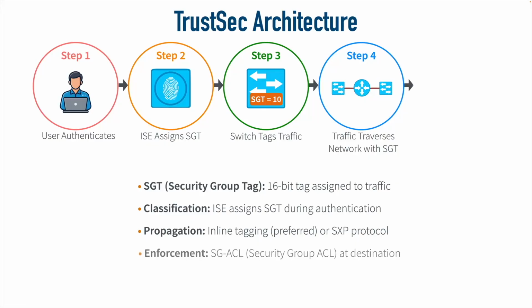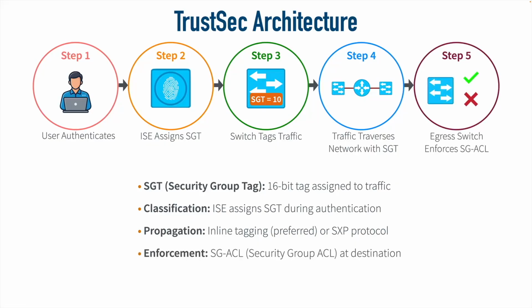And finally, the enforcement phase uses not regular access control lists, but security group access control lists, SGACLs. That's where our tags get examined and a permit or deny decision is made based on those tags. And that's a look at the operation of TrustSec, a feature that lets us create a security policy based not on IP address, but based on identity.